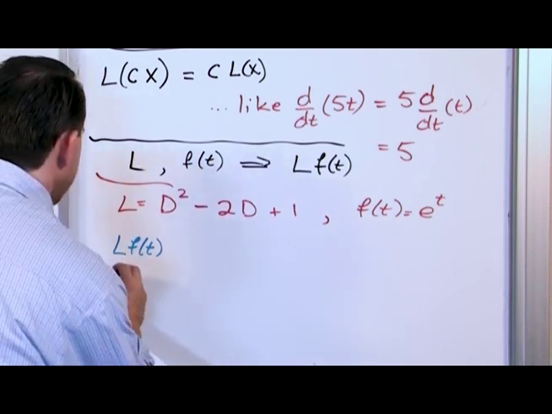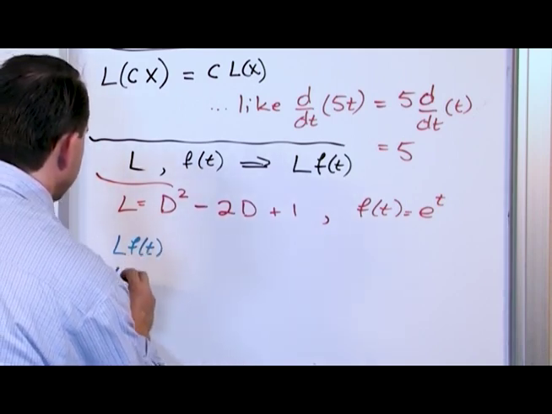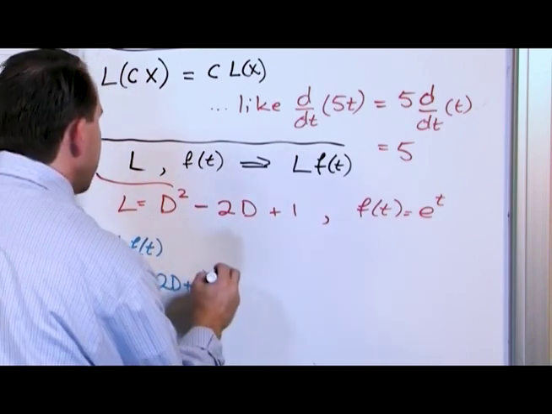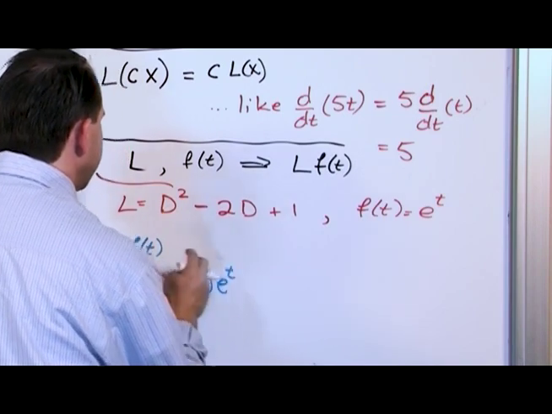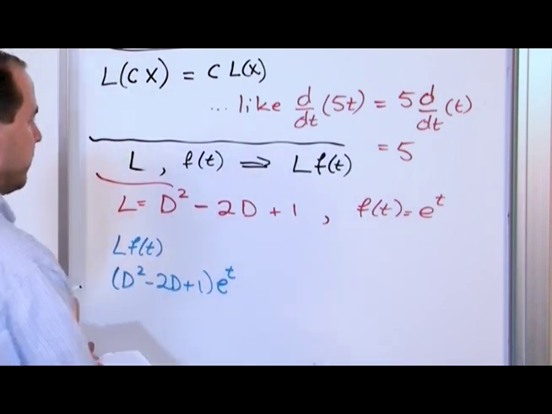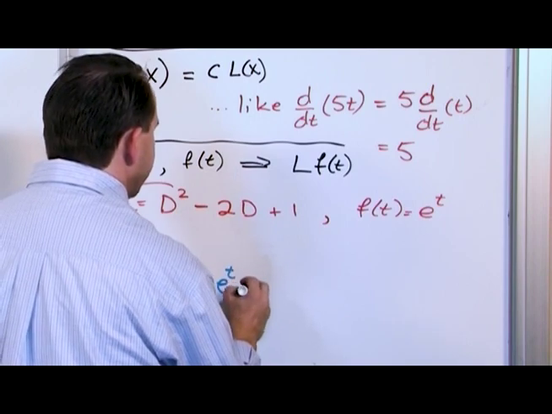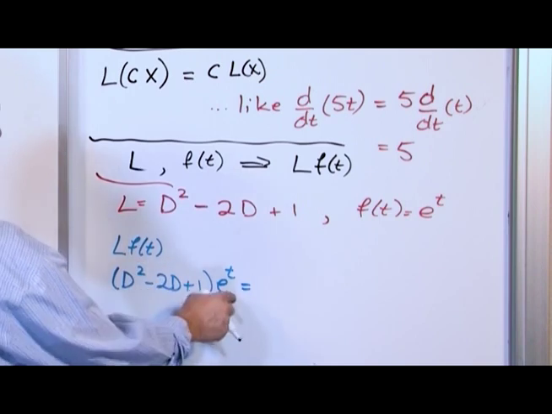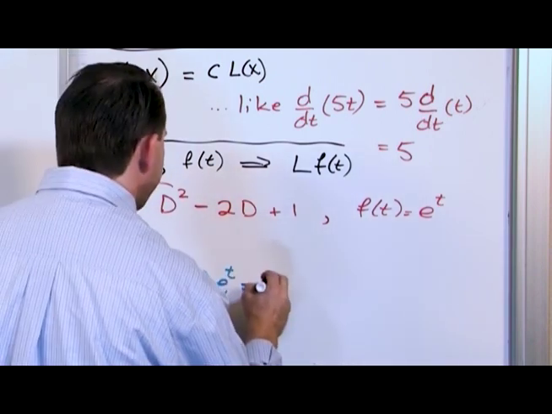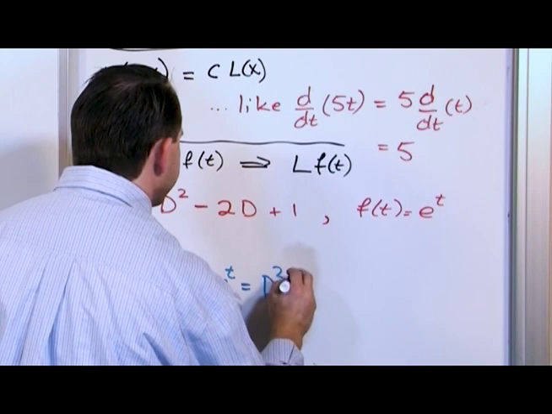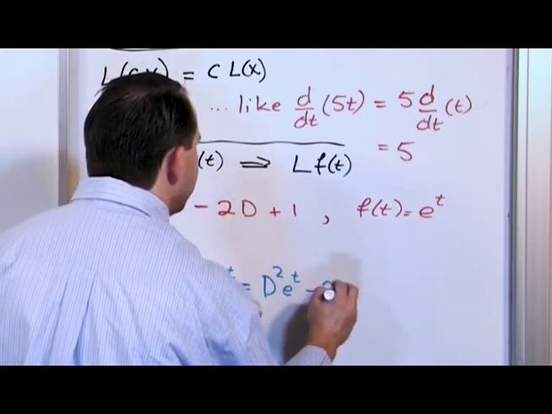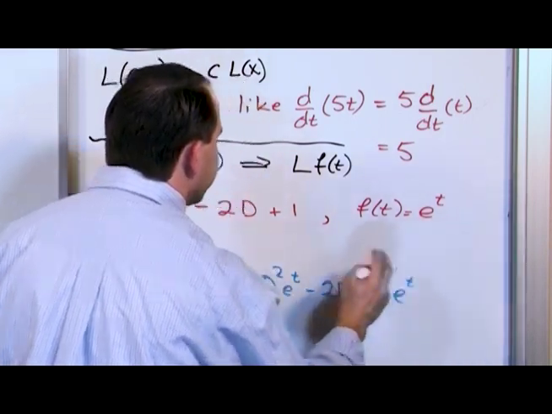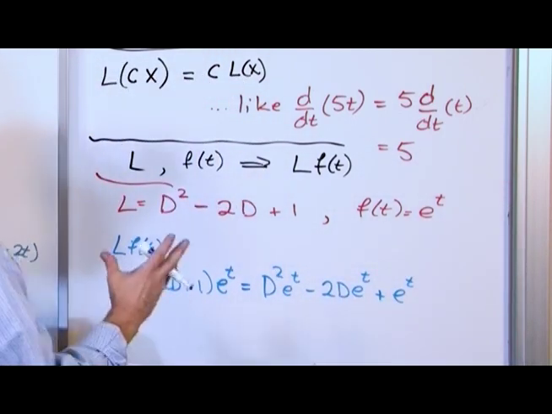So what we're going to have is L, which is D squared minus 2D plus 1. This is L, sitting right next to e to the t. LF, right? And this was given by this. So what we're going to have is this guy operated on each one of these. Just to be totally explicit about it, I'll have D squared e to the t, here I'll have minus 2D e to the t, and here I'll have plus e to the t. So it's like you're distributing into each little guy, just leaving it there.